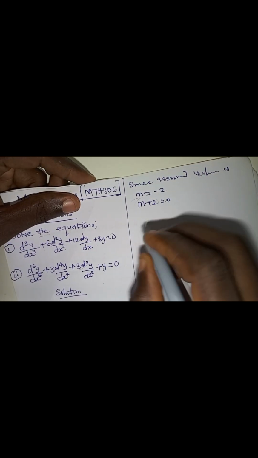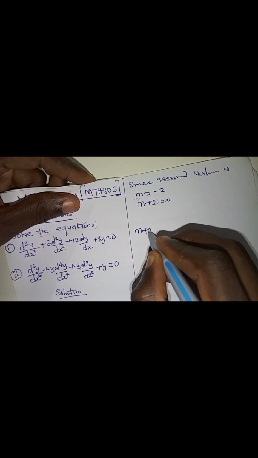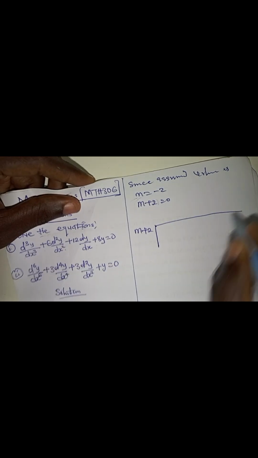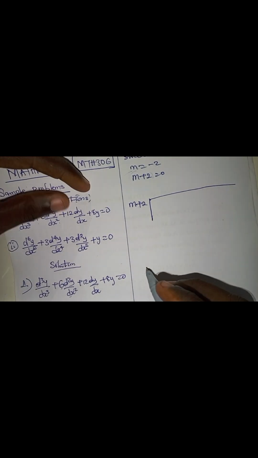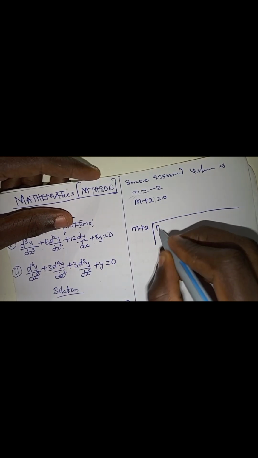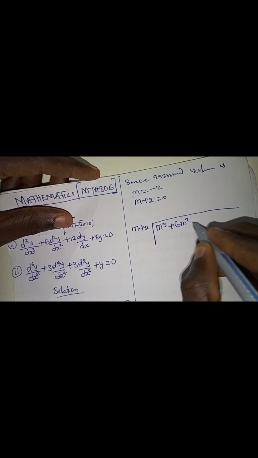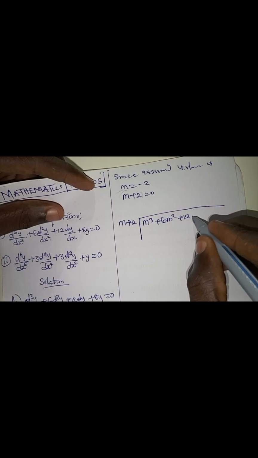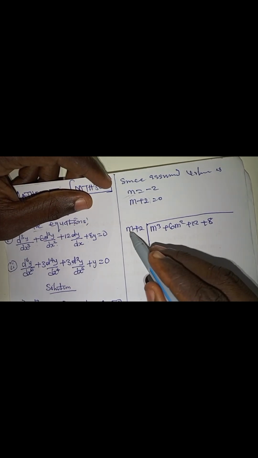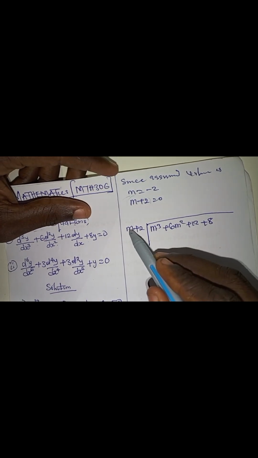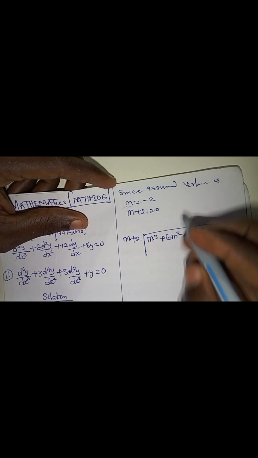So I'll have, from long division, m plus 2. I'm going to bring back all my expression. It should be m cubed plus 6 m squared plus 12m, and I have plus 8. So this is how it works. This is m and this is m cubed. So I'll start by dividing this by this, which will give me m squared.